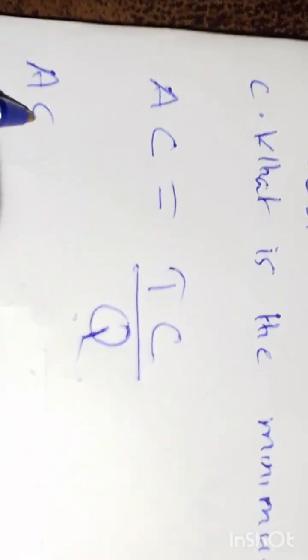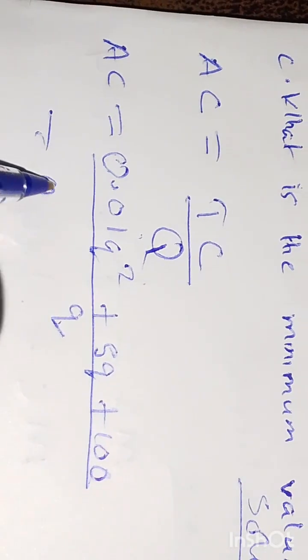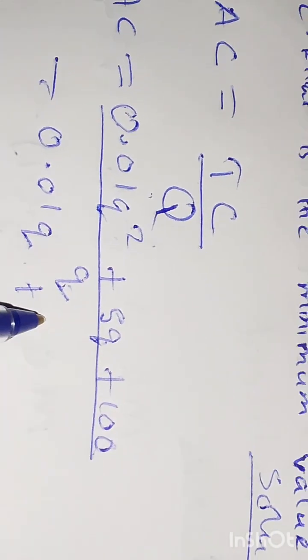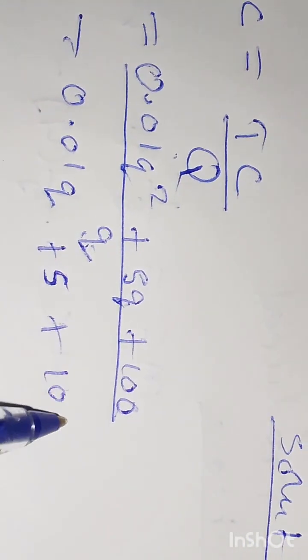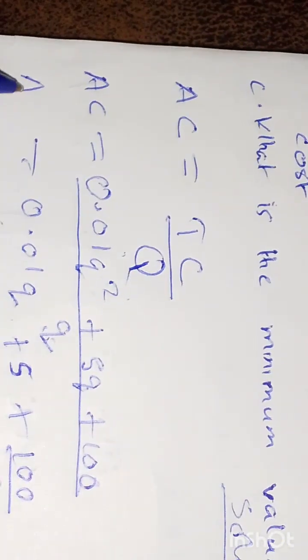So average cost is equal to total cost over q. The total cost function is the one above, so it is 0.01q squared plus 5q plus 100 over our quantity q. So you're dividing by q. This q into this one, you're going to remain with 1q. So it will be 0.01q plus 5, because this q and this q cancel, plus 100 over q. As simple as that. So this is the average cost function.